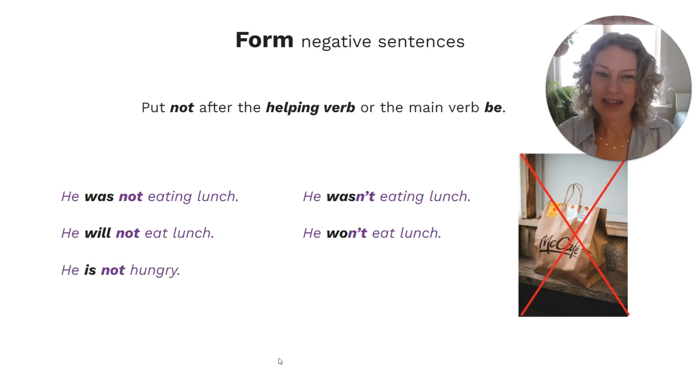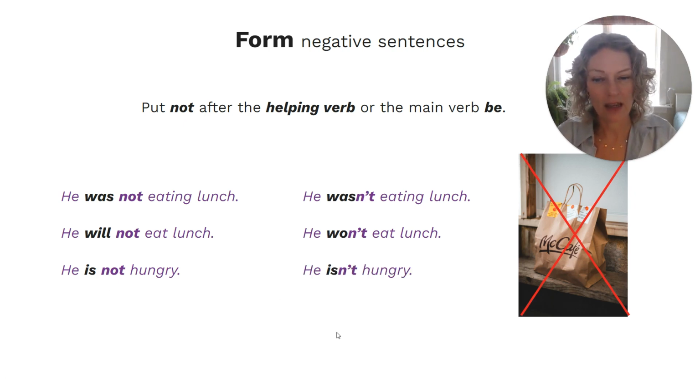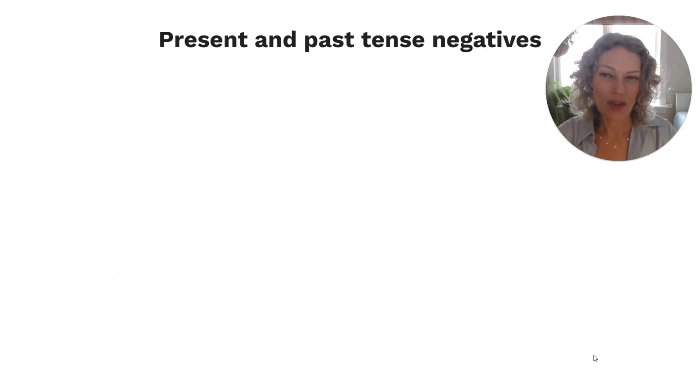And here's another example. He is not hungry. So here the main verb is be, and there's no helping verb. But that's okay. When the main verb is be, you just add not after that. He is not hungry. And again, we can have a contraction. He isn't hungry.